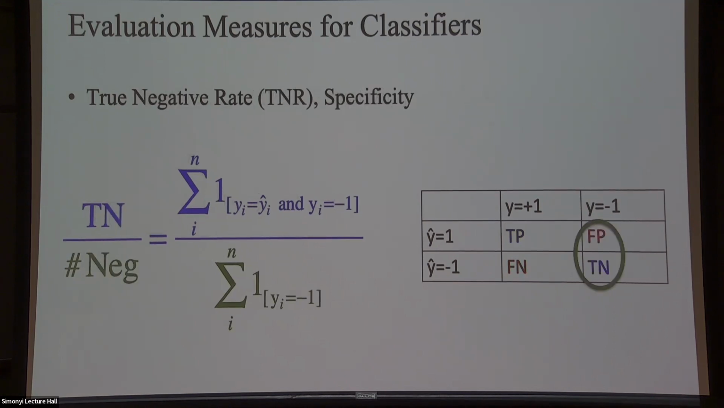So this is called the true negative rate. So it's the fraction of true negatives over the number of negatives.